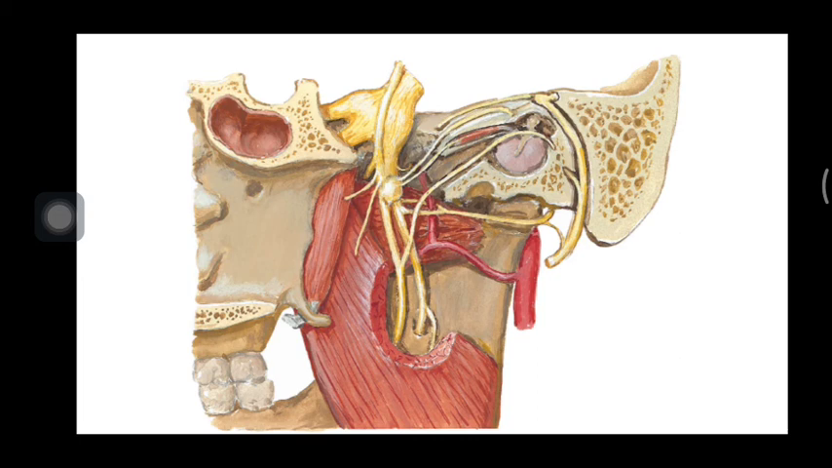Then the fibers from the mandibular nerve to the medial pterygoid are passing through the ganglion without interruption, and this nerve is going to supply the tensor veli palatini and the tensor tympani muscles. The Otic Ganglion is connected to the chorda tympani nerve also. This is the chorda tympani nerve.